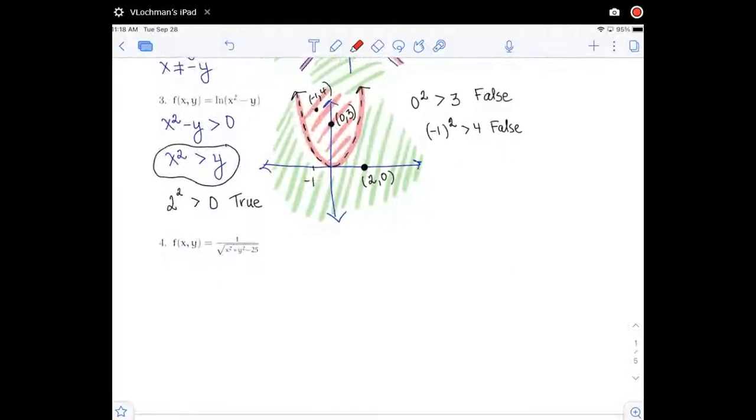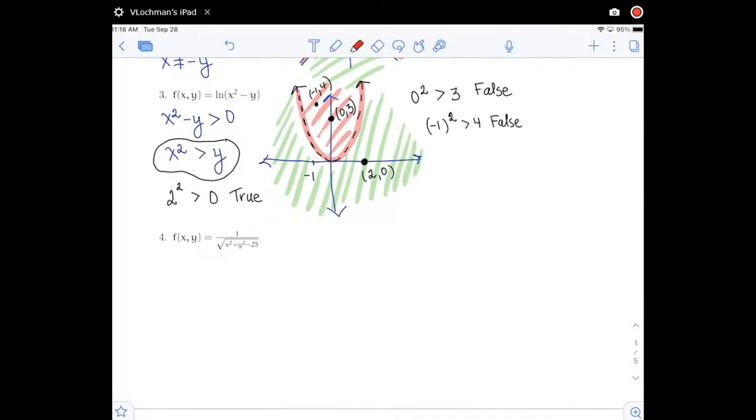This should give you a good idea of how to deal with domains for functions of two variables. Okay, this one says 1 over the square root of x squared plus y squared minus 25. Okay, what do we want this expression to be? I have 1 over square root of stuff, right? So let me write down that stuff. That would be x squared plus y squared minus 25.